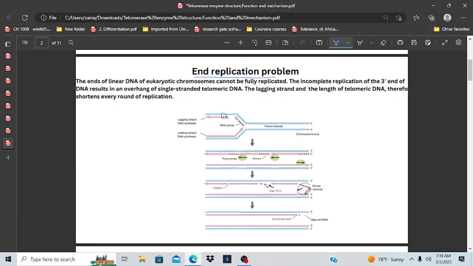But this doesn't happen when it comes to the 3' end of the template of the lagging strand. Why? Because at the end, imagine this primer getting removed, but DNA polymerase cannot recruit dNTPs here as it doesn't have a 3' OH to continue synthesizing the DNA that corresponds to the part here. So what happens is the gap isn't filled and it therefore remains as a 3' overhang. We call this a 3' overhang.